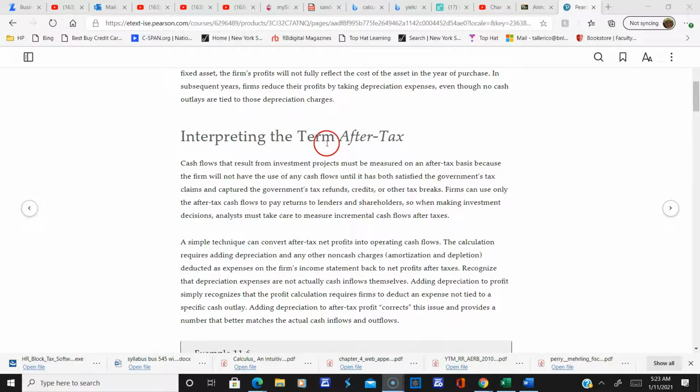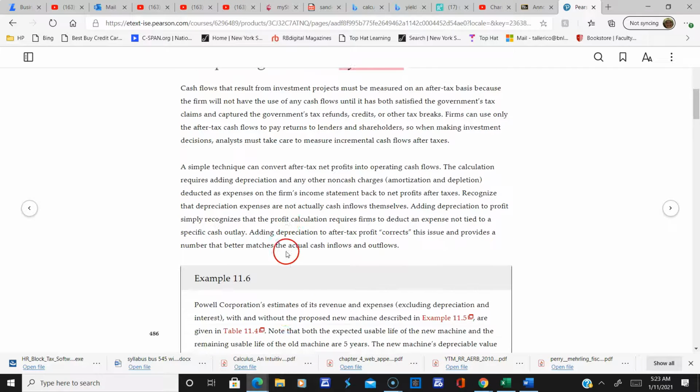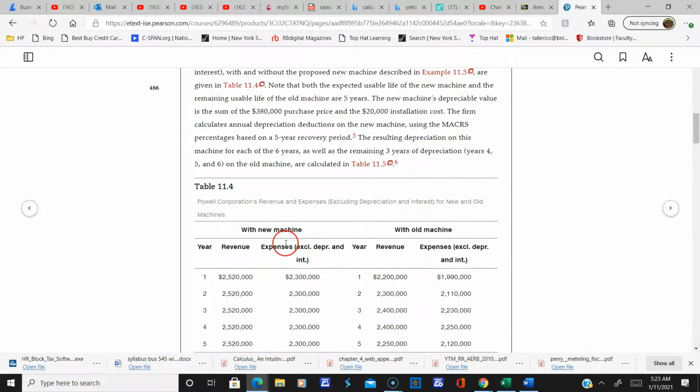All right, so now we've got to figure out what we mean by after tax. What is meant by the term after tax? They must be measured on an after-tax basis. It has to satisfy the government's tax claims and capture the government's tax refunds, credits, or other tax breaks. They have a nice blurb, so read this. If you have any questions on what they mean here, let me know.